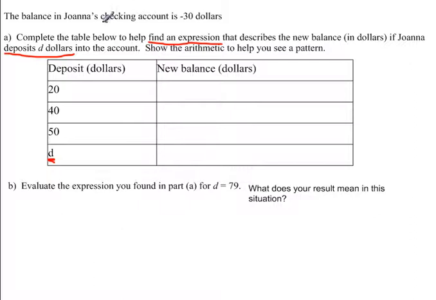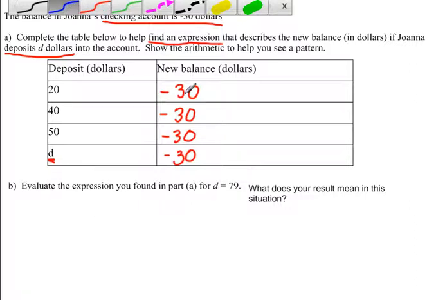So remember, the problem told us that her checking account balance is negative $30. So that means each one of these, when I'm figuring out what her new balance will be, is going to start with negative $30. So I'm going to go ahead and just put that negative 30 into each one of these, because that's going to play a part in each one of these pieces in my table. Now the deposit amount is going to be different for each one. In the first situation, we're saying Joanna deposits $20.